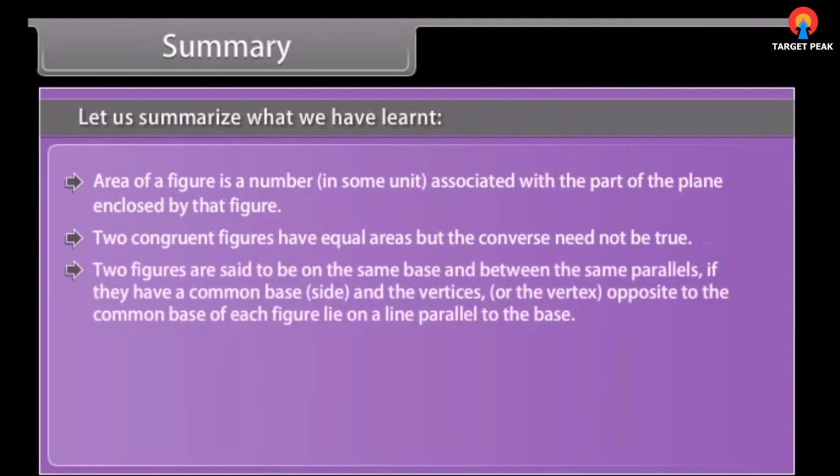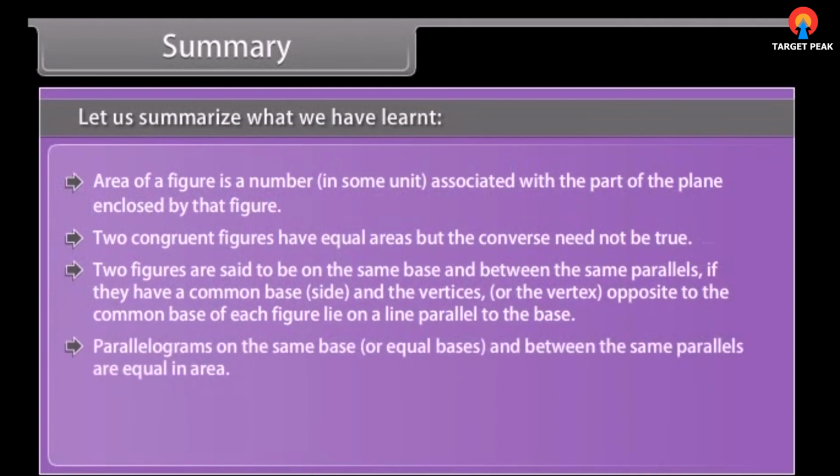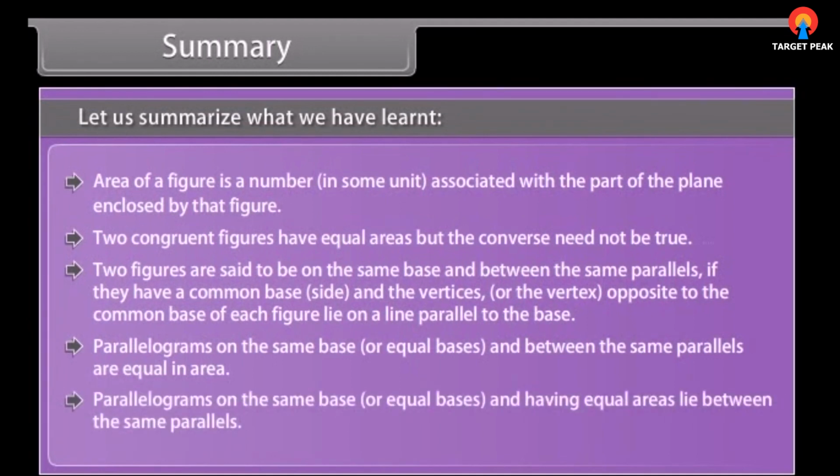Two figures are said to be on the same base and between the same parallels if they have a common base side, and the vertices or the vertex opposite to the common base of each figure lie on a line parallel to the base. Parallelograms on the same base or equal bases and between the same parallels are equal in area. Parallelograms on the same base or equal bases and having equal areas lie between the same parallels.